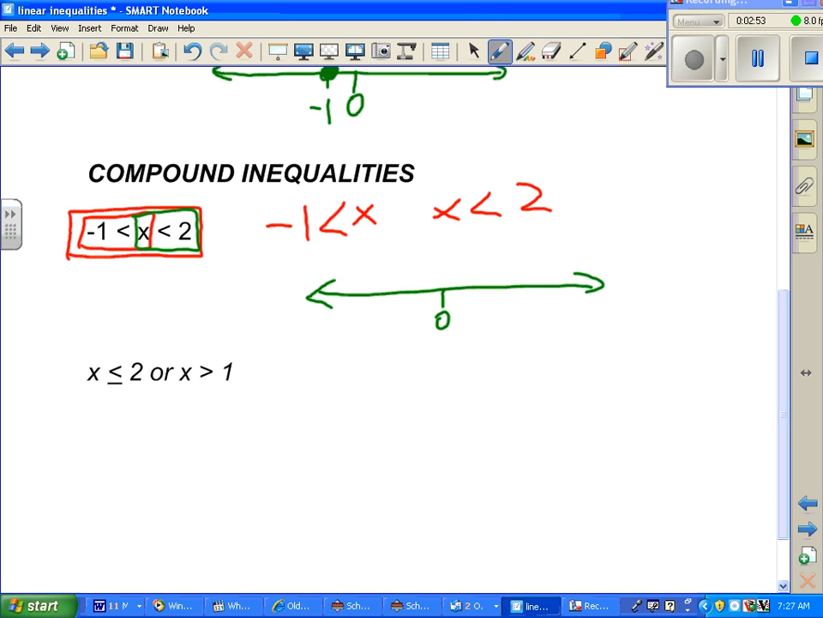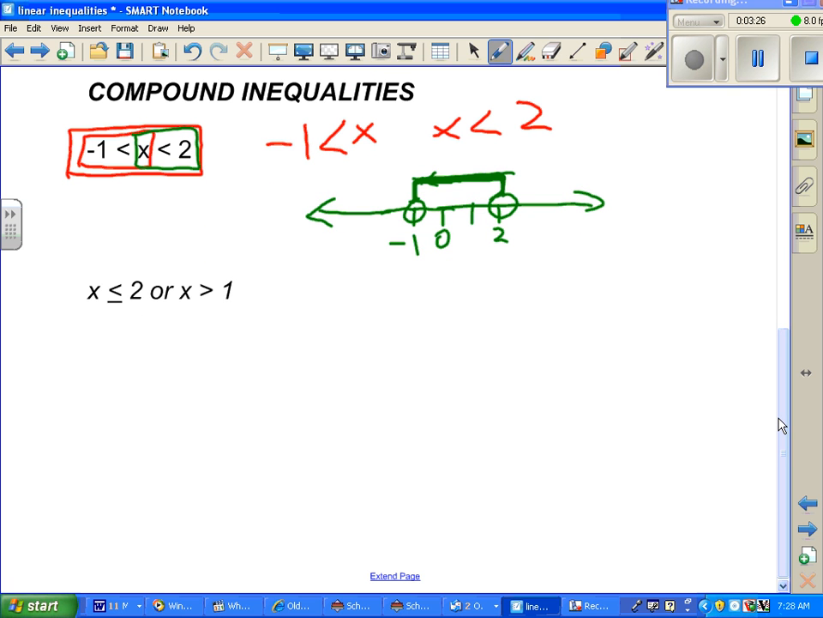So we go to 0, we go out to 2, we go down to -1. x is less than 2, so that's an open circle going this way. And then x is greater than -1, so it's a closed circle going this way. Now you don't need the arrow, but it's everything in between there. Oh, it's not equal to. Sorry, that should be an open circle there. So it's everything in between -1 and 2.